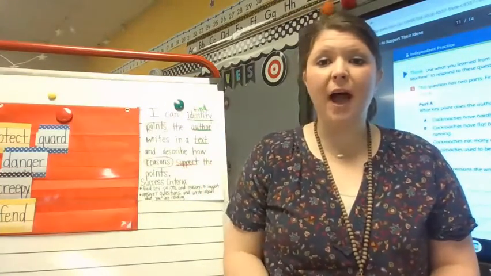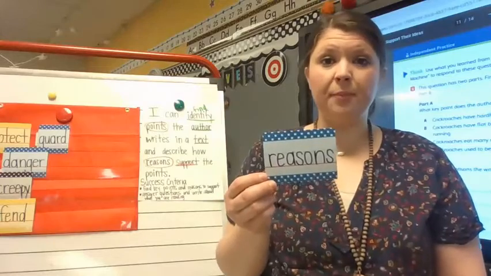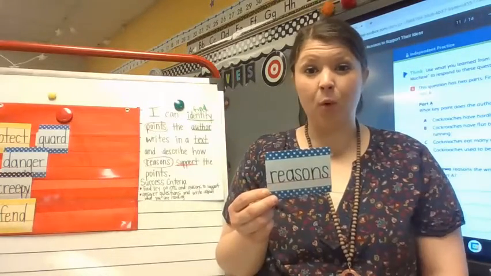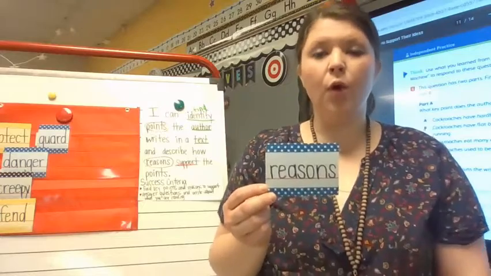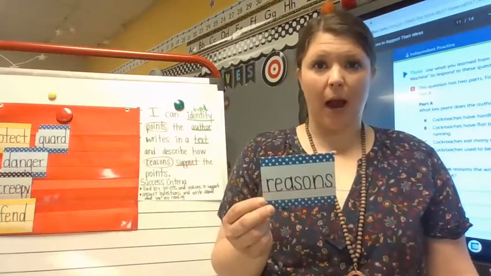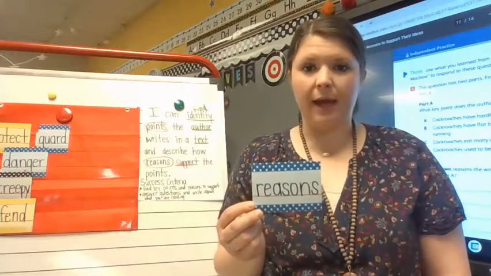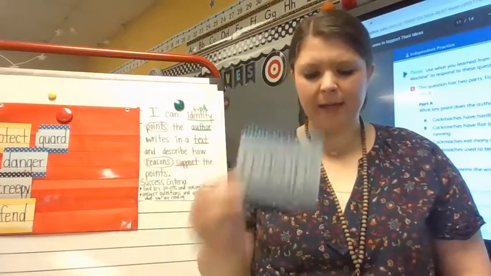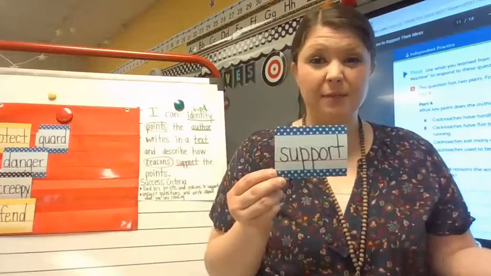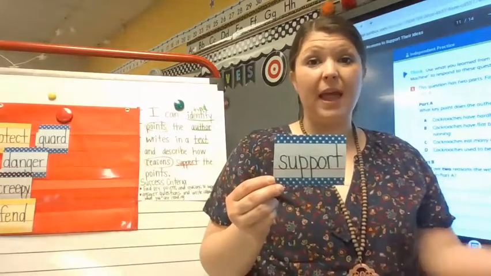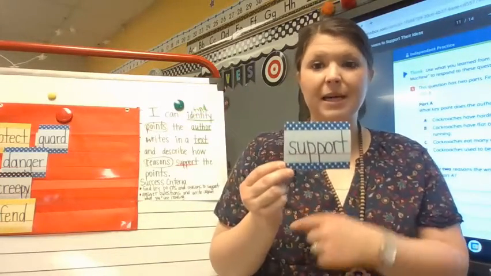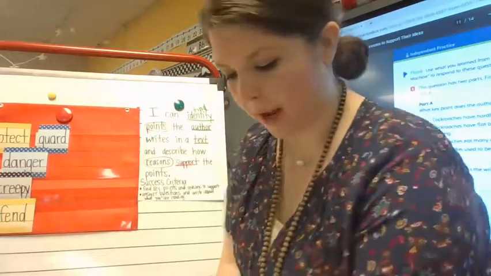Now, the author provides reasons, okay? Gives reasons to support that key point. So let's look at this reason. Reason is giving why an idea is right or true. Okay, so this tells why. And these reasons help to support the key point. Support means to explain or to provide evidence that supports that main idea or that key point. It tells about the key point, okay?